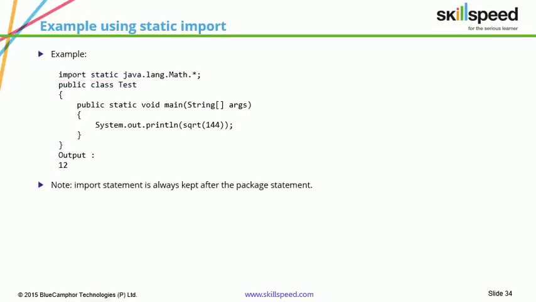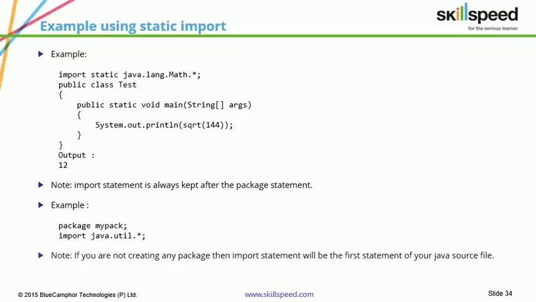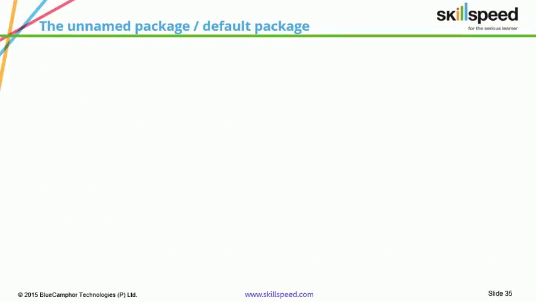Note that the import statement is always kept after the package statement. Example, package mypack and then we will have import java.util.*. Note that if you are not creating any package, then the import statement will be the first statement of your Java source file. Let us look at the last concept under the package, called the unnamed package or the default package.